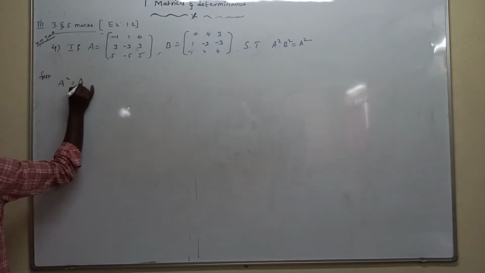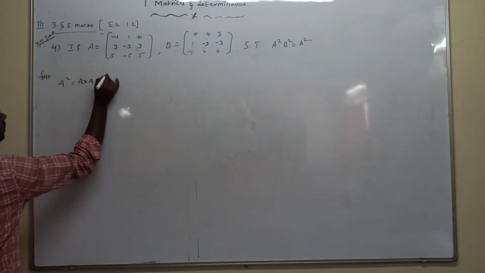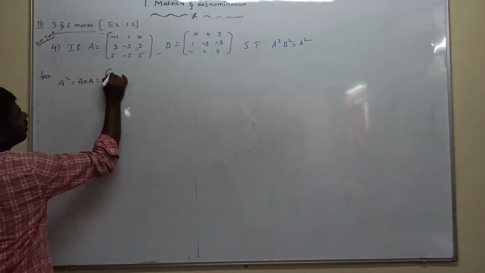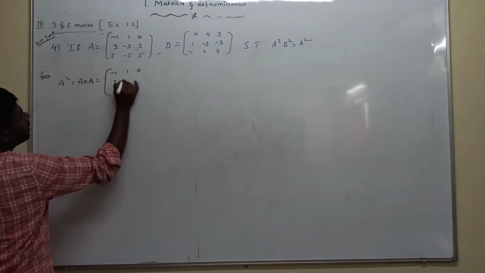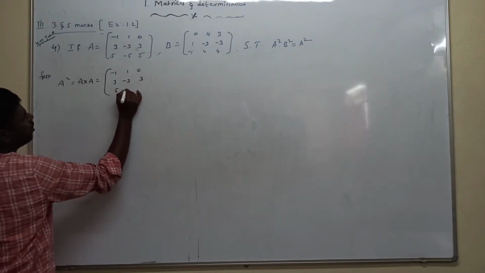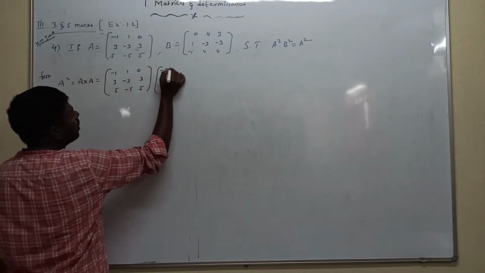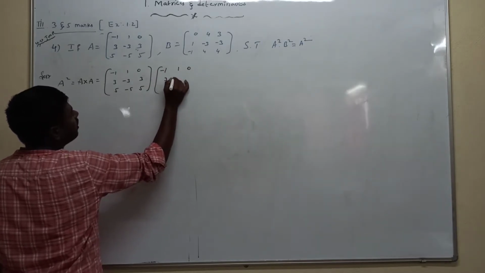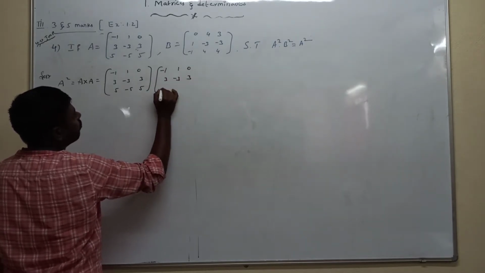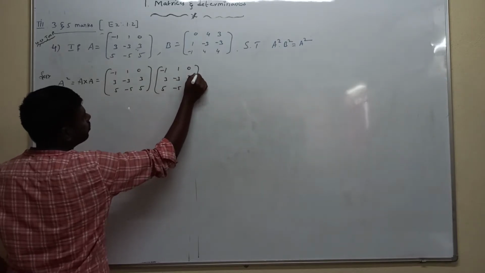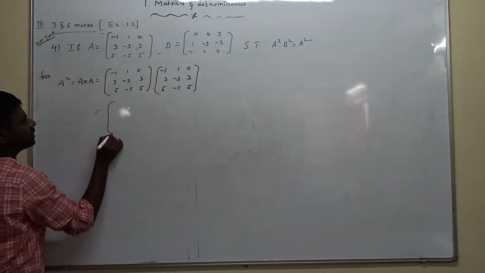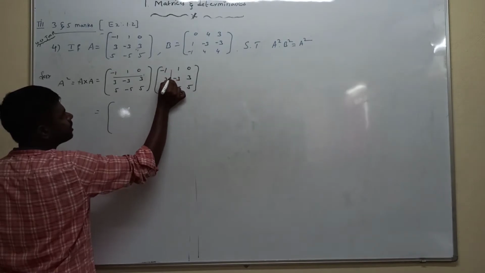A square is nothing but A into A. Substitute A twice: [-1, 1, 0; 3, -3, 3; 5, -5, 5]. Again substitute the A matrix, [-1, 1, 0; 3, -3, 3; 5, -5, 5]. Product of those two matrices, first row, first column.